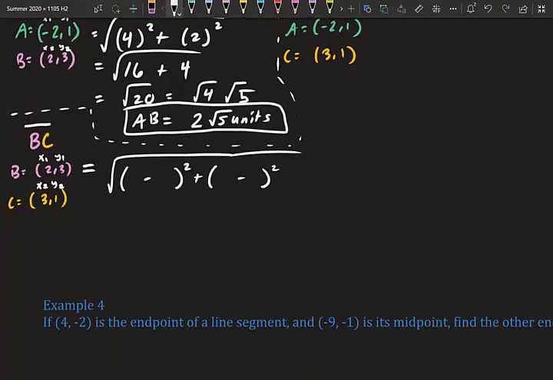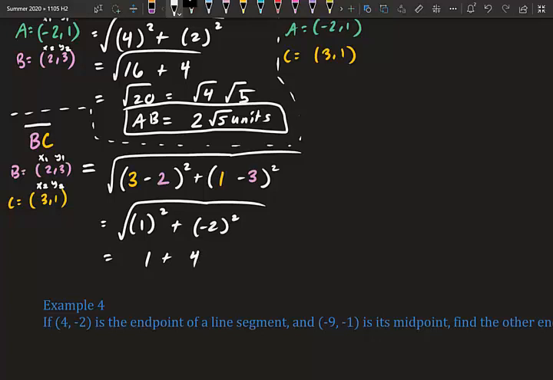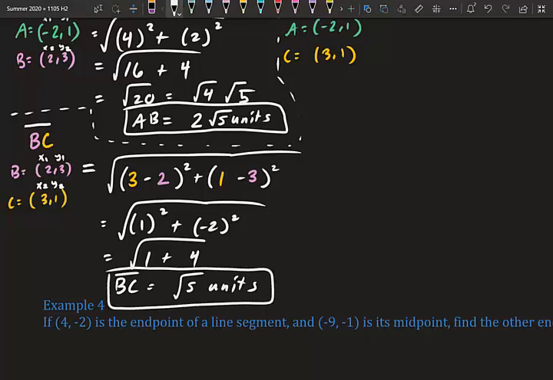All right, let's plug it in. So we have x2, which is 3, minus x1, which is positive 2, plus y2, which is 1, minus y1, which is 3. And from here, we just simplify. So 3 minus 2 is 1, so we have 1 squared, plus 1 minus 3 is negative 2 squared. So 1 squared is 1, negative 2 squared is 4, 1 plus 4 is 5. So square root of 5 units. So that means the distance between B and C is square root of 5 units.